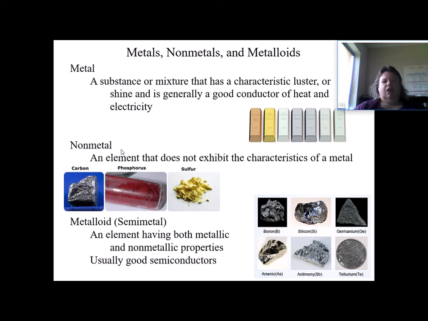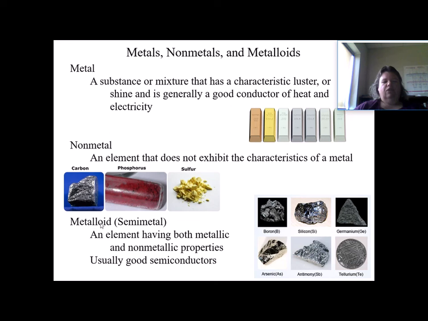Okay. You have a nonmetal, which is defined as an element that does not exhibit the characteristics of a metal, which means that it is kind of dull, it doesn't have a shine, it's a bad conductor of both heat and electricity. Examples of that would be carbon, phosphorus, and sulfur.